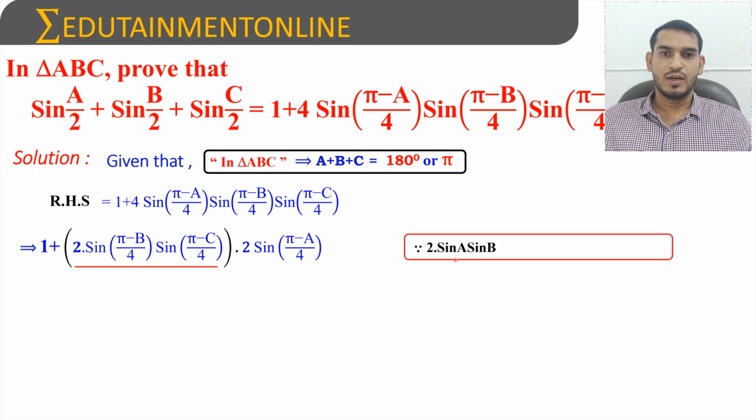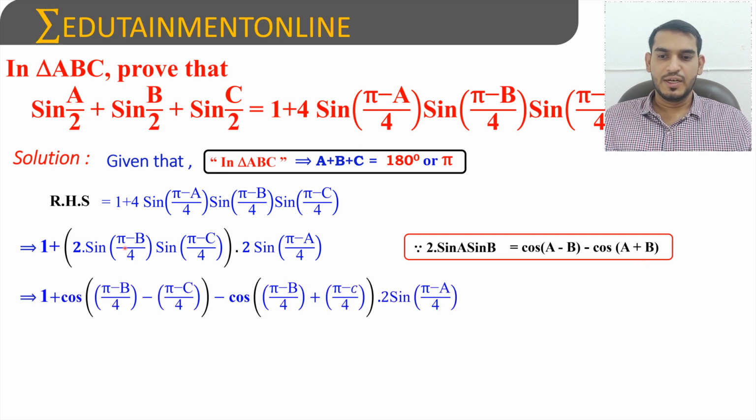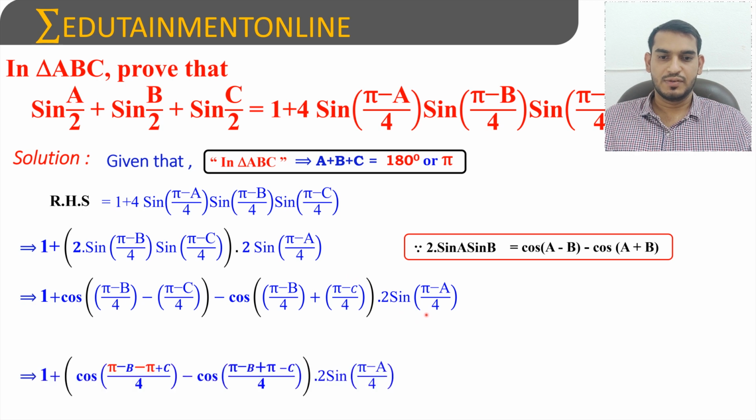So we know the formula of 2 sin A sin B. 2 sin A sin B can be written as cos(A − B) − cos(A + B). So this can be written as cos of A, which is (π − B)/4, and B, which is (π − C)/4. So cos(A − B) − cos(A + B). A plus B means (π − B)/4 + (π − C)/4. And this sin((π − A)/4) as it is we are writing.